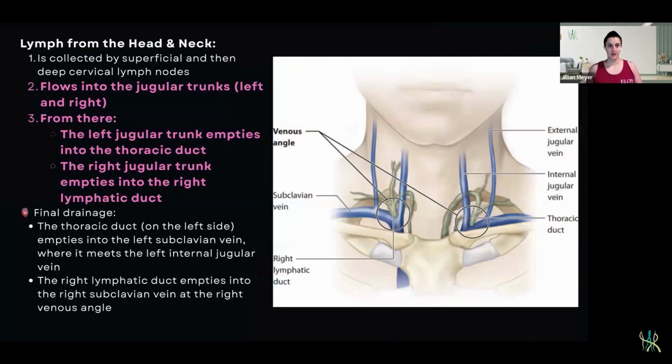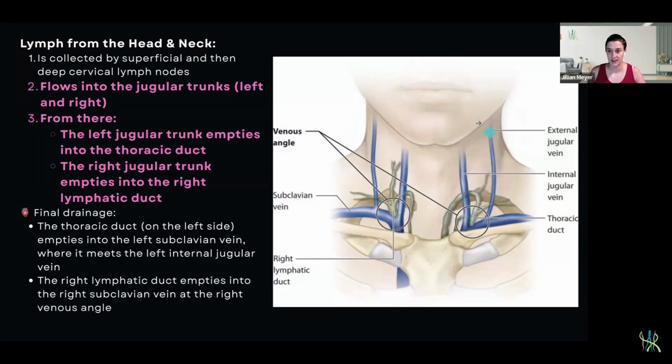So lymphatic fluid, and remember, lymphatic fluid transports proteins and fats and all this other stuff, is collected by the superficial and then the deep cervical lymph nodes. Superficial means closer to the skin, deep means deeper in there, closer to the muscles. And so after it's in this area here, again, blue is the veins, green is the lymph system. After it comes down here, it's going to flow into the jugular trunks. So jugular trunks are going to be here. We have the jugular vein, and this little guy here is the jugular trunk of the lymphatic vessel.